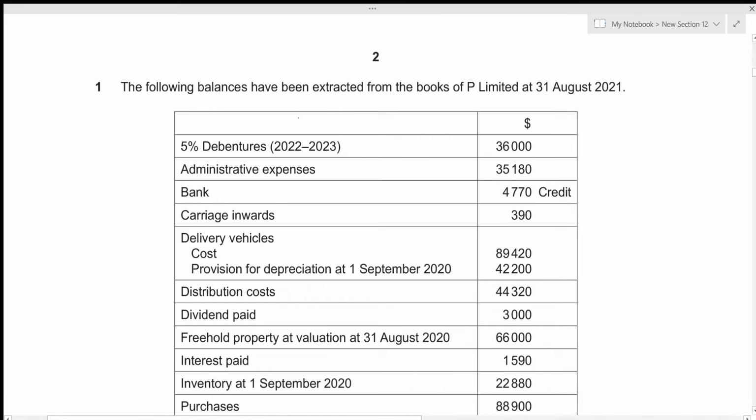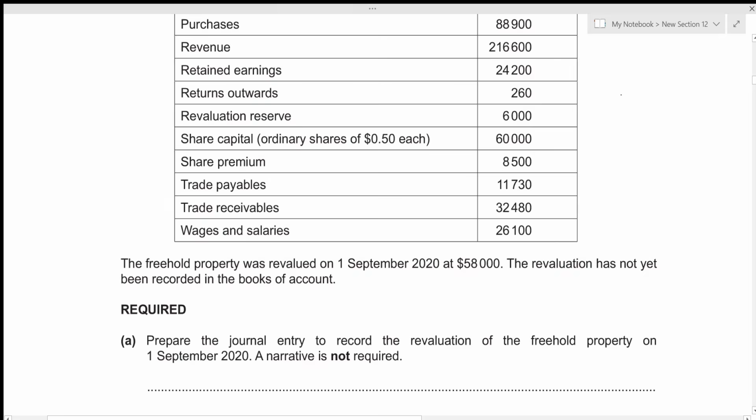We're given the balances that have been extracted from the books of P Limited on 31st August 2021. Alright, let's have a look at the question. And we're also given the information that the freehold property was revalued on 1st September 2020. So this is the opening date since the closing date was 31st August 2021, and the property was revalued at 58,000. The revaluation has not yet been recorded in the books of accounts.